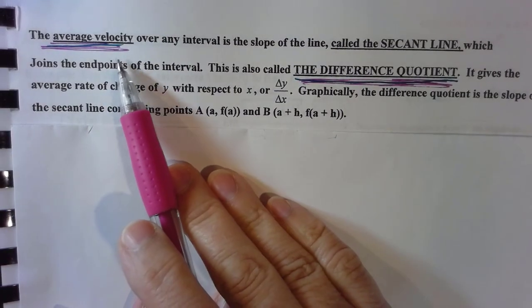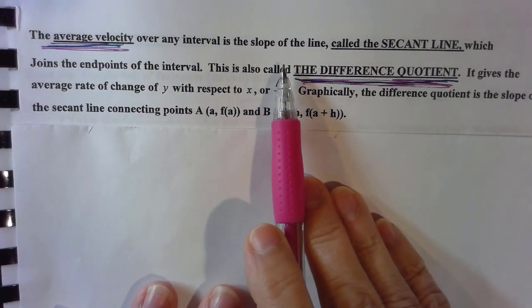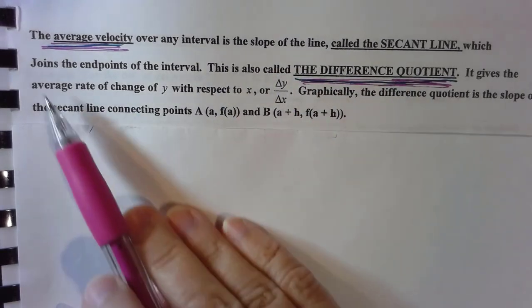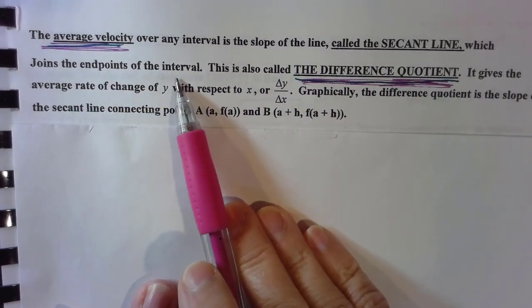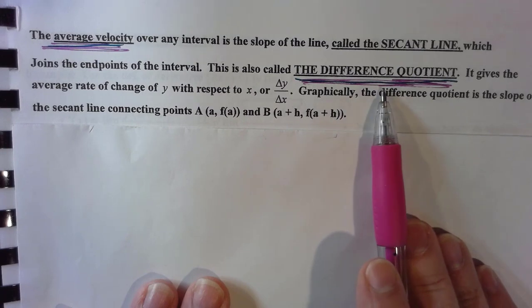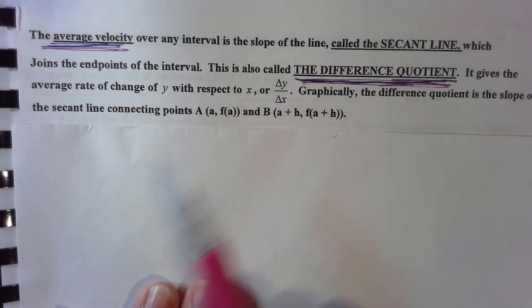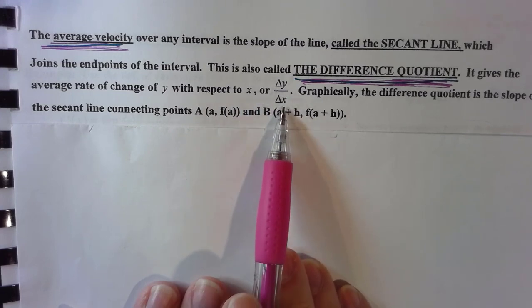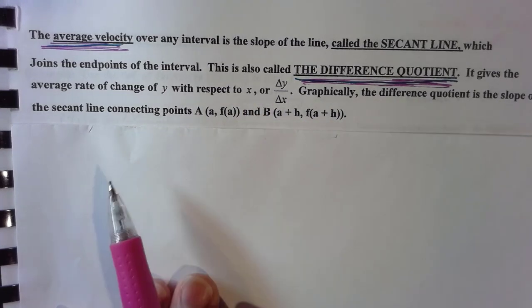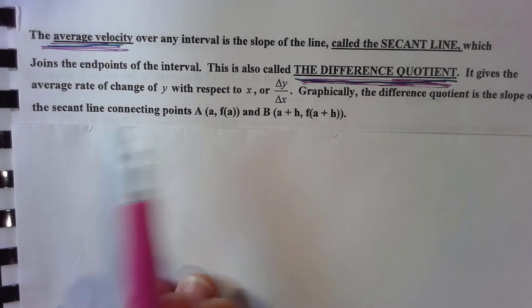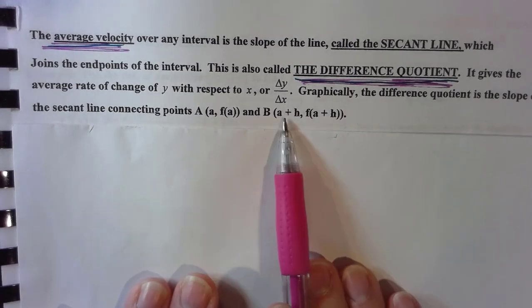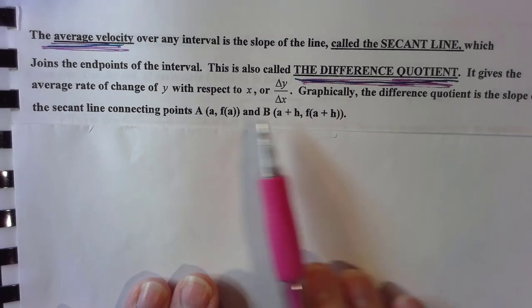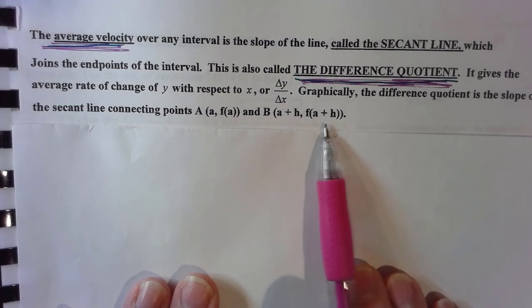The average velocity over any interval is the slope of the line called the secant line, which joins the endpoints of the interval. This is also called the difference quotient. It gives the average rate of change of y with respect to x, or delta y over delta x. Graphically, the difference quotient is the slope of the secant line connecting these 2 points, f at a and f at a plus h.